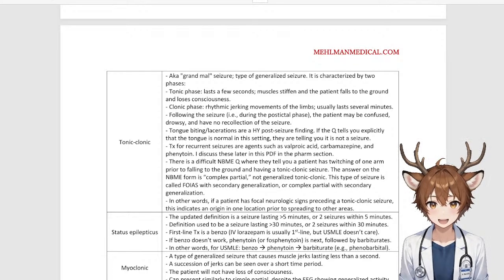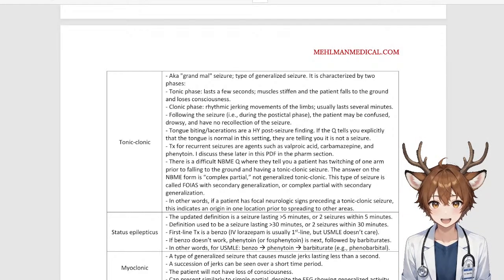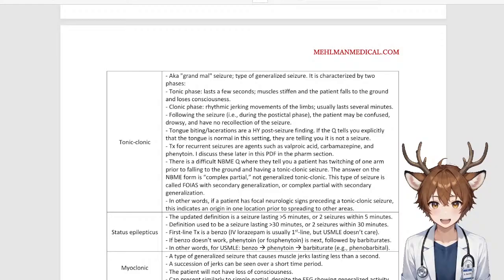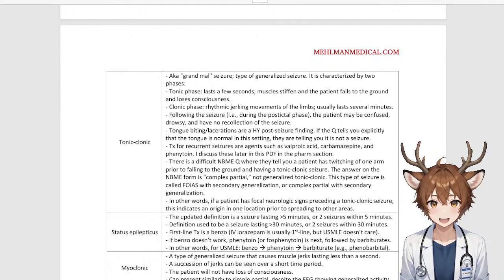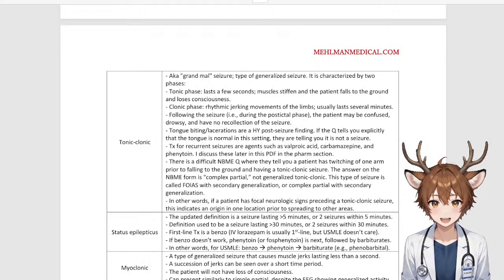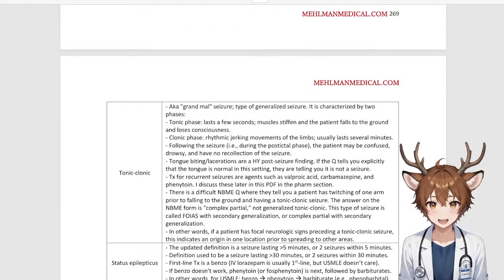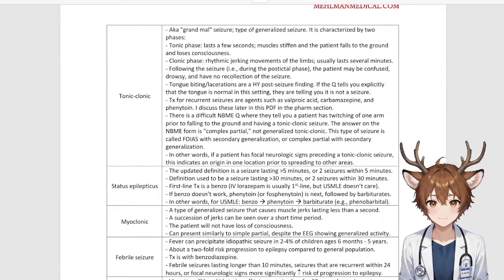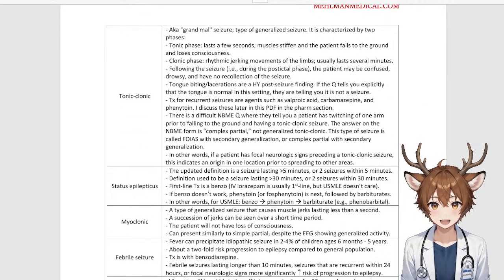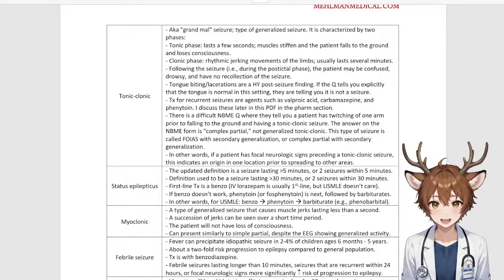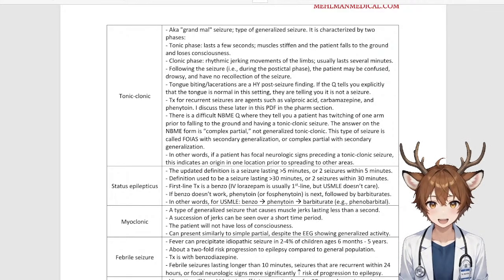There is a difficult NBME question where they tell you the patient was twitching in one arm prior to falling to the ground and having a tonic-clonic seizure. The answer on the NBME form is complex partial, not generalized tonic-clonic. This type of seizure is called a focal onset impaired awareness seizure, FOIAS, with secondary generalization, or complex partial with secondary generalization. In other words, if the patient has focal neurologic signs preceding a tonic-clonic seizure, this indicates an origin in one location prior to spreading to other areas.